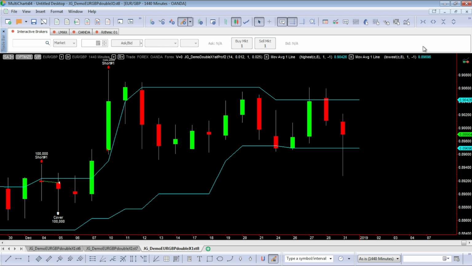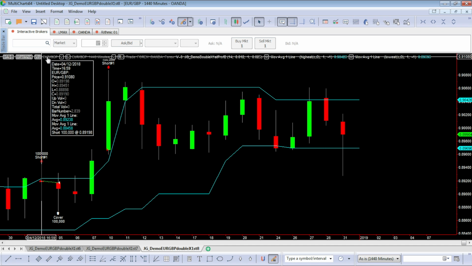Here's the strategy on the chart in MultiCharts. And first of all, I'm just going to do a quick development looking at that look-back length. I already said in the rules we're using the look-back of 14, but I just want to show you which ones work and which ones don't. So I'm going to do a quick optimization.